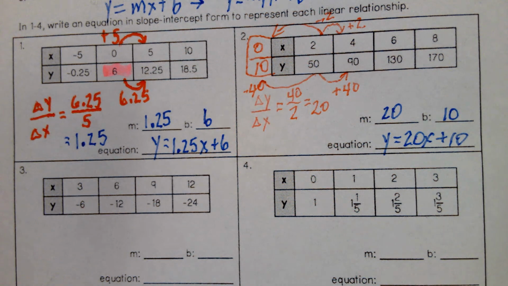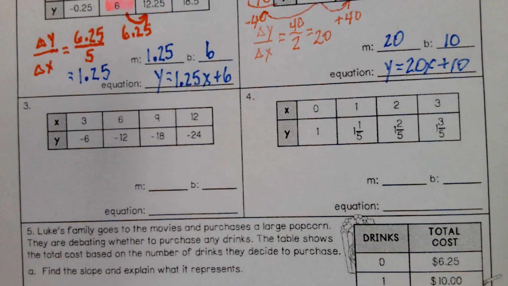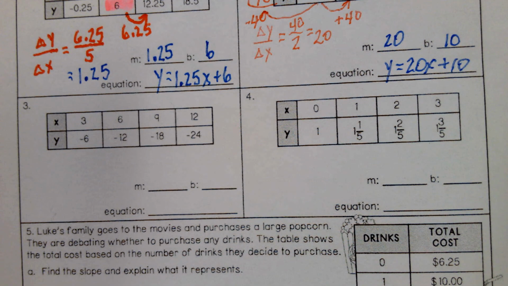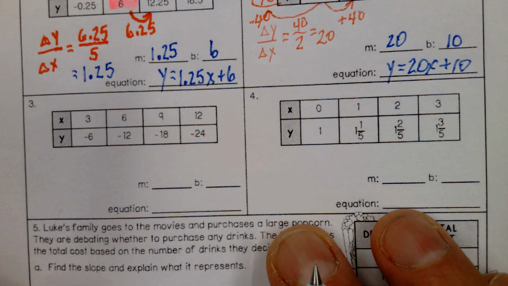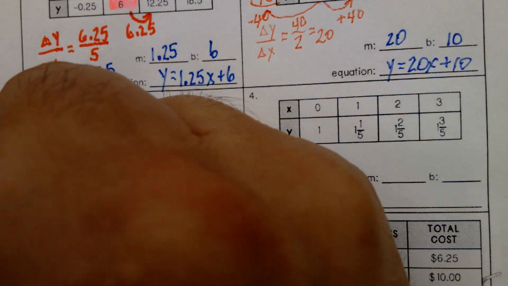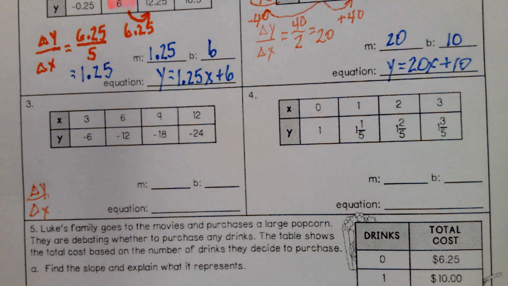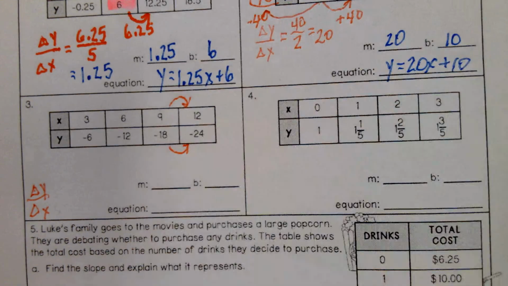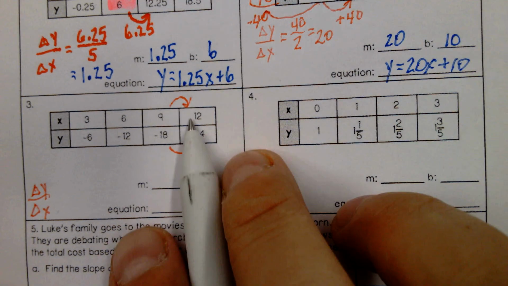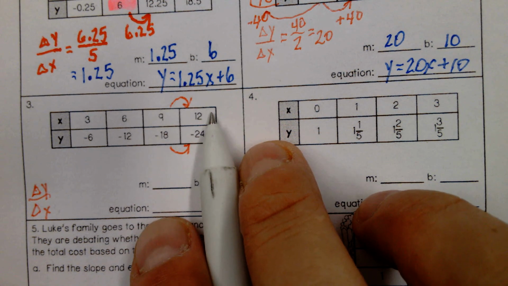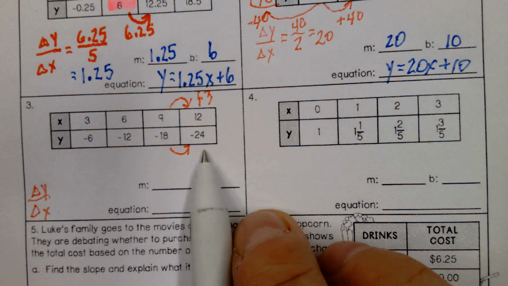Oh, okay. Let's get there. Let's do this one, number 3. All right. Let's figure out change in y over change in x for the slope. Any pair you like. I'll do this one. Okay. So I'm going to go from 9 to 12. That's plus 3. What if I go from negative 18 to negative 24? Minus 6.